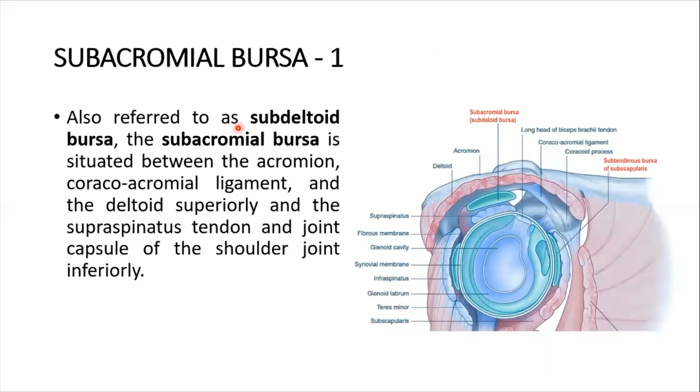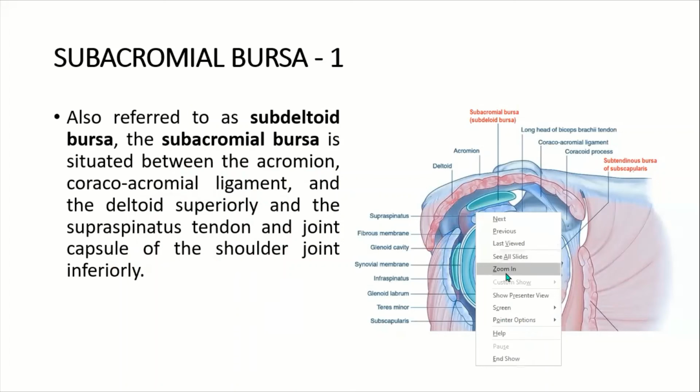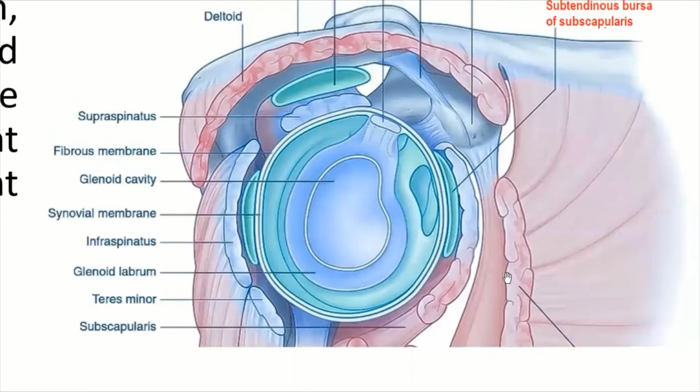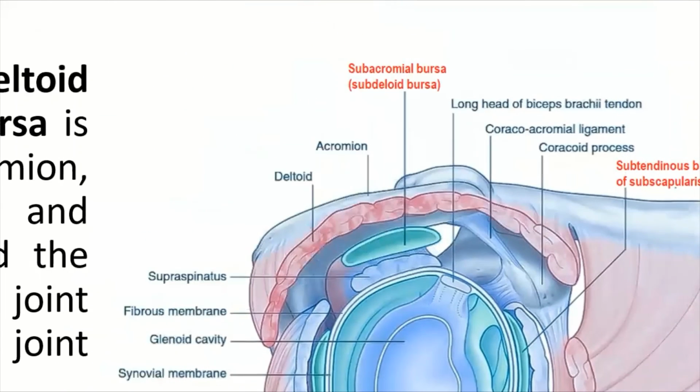And the last bursa, this is the subdeltoid bursa, the subacromial bursa, right? It is situated between the acromion, coraco-acromial ligament, and the deltoid superiorly, and the supraspinatus tendon and the joint capsule of the shoulder joint inferiorly. I can zoom in for you right over here. You could see this, right?